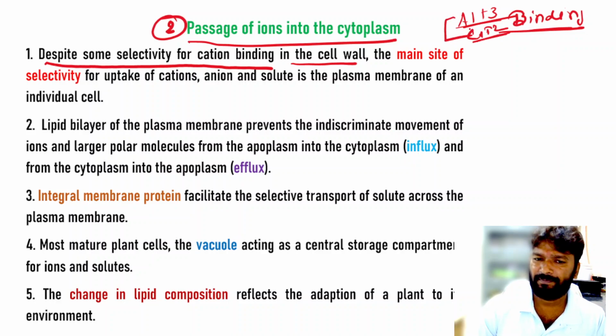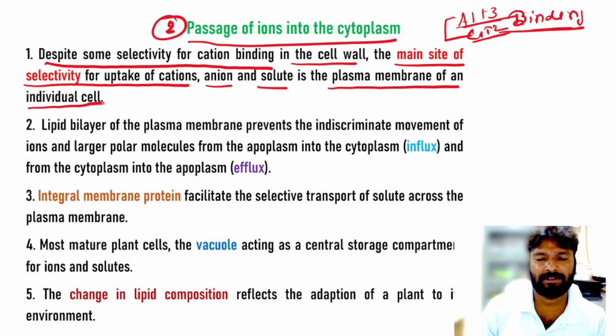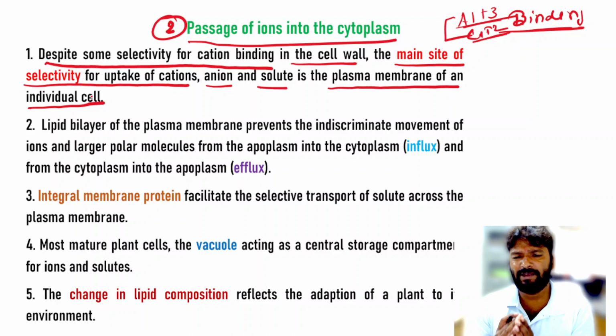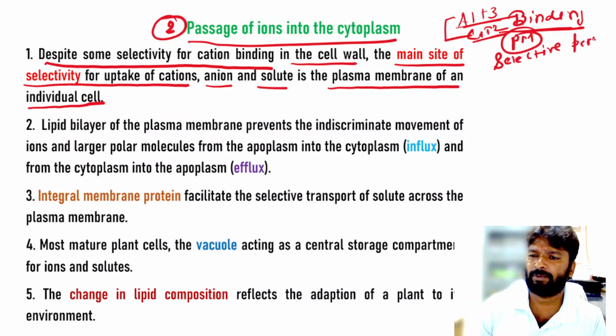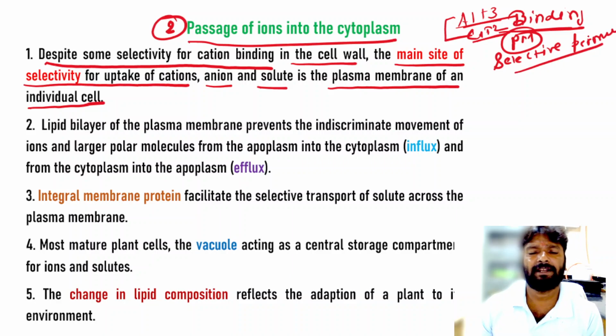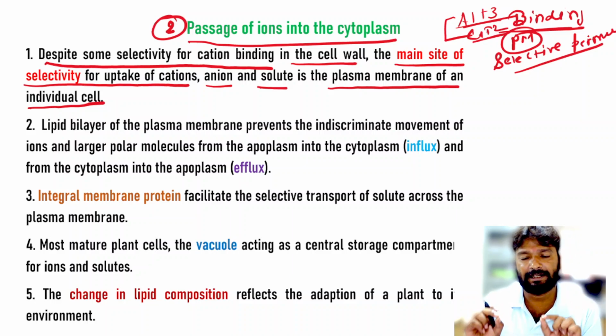So there is a difference in the binding capacity. The main site of the selectivity for the uptake of cations, anions and solutes is the plasma membrane of individual cells. So friend, this is also very well known that the plasma membrane of the plants is selectively permeable. Okay. Sometimes this type of question is also asked in the MCQs, whether the plasma membrane of the plants is permeable, selectively permeable, or half permeable, but it is selectively permeable.